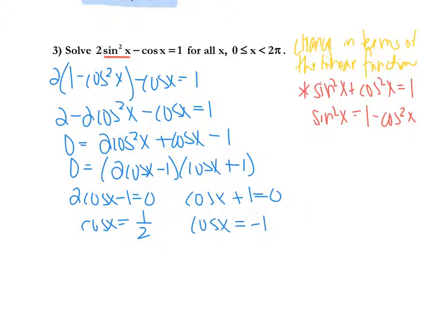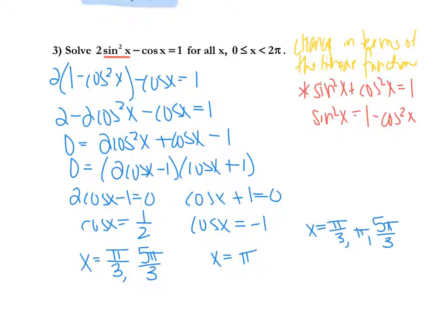So cosine x equals 1/2. That's going to be 60-degree reference angles in quadrants 1 and 4. So pi over 3 and 5 pi over 3. And then cosine equals -1 at pi. So here are my angles in order.